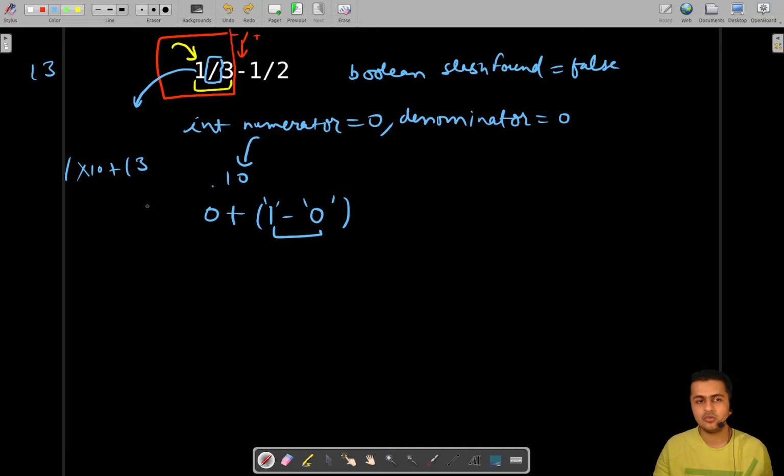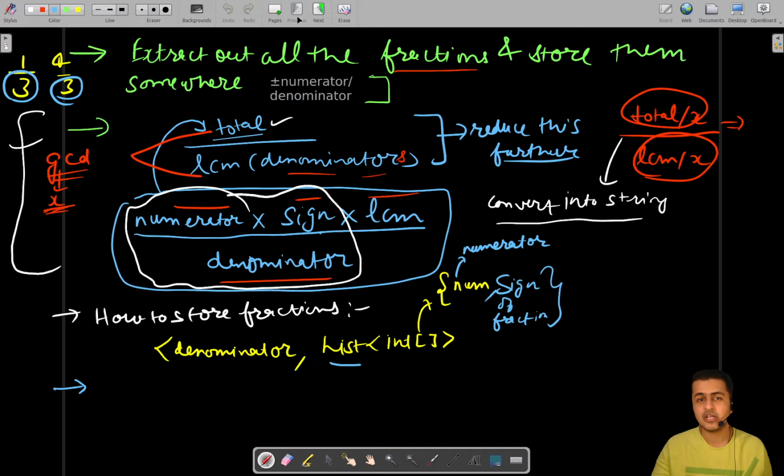I hope you are able to understand my point here. This is how we will be separating the numerator and denominators and keeping different fractions separate. Just by seeing that we have seen a sign here, stop here, and whatever fraction is formed till now, insert it into our mapping. And what was that mapping? The mapping was denominators mapped with the list of numerators and their fraction signs.